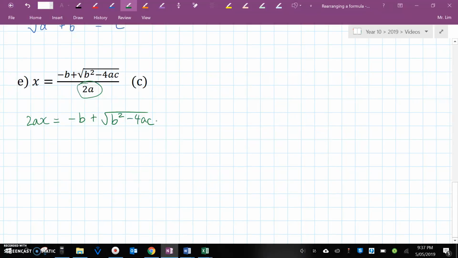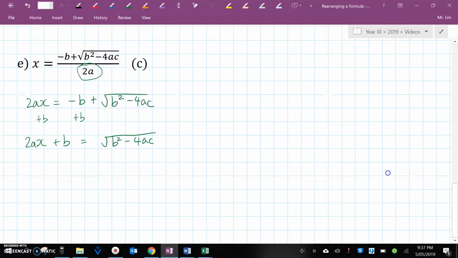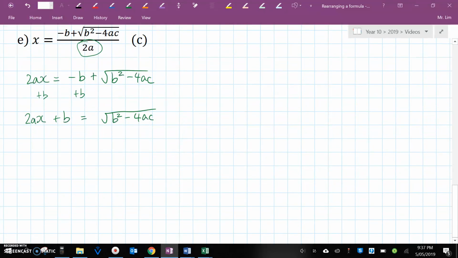The next thing I need to do is add b to both sides. That leaves us with 2ax plus b on the left hand side is equal to the square root of b squared minus 4ac. Now I need to get rid of that square root sign, so the opposite of square rooting is squaring. So I'm going to square the left-hand side. And that will leave us with b squared minus 4ac.